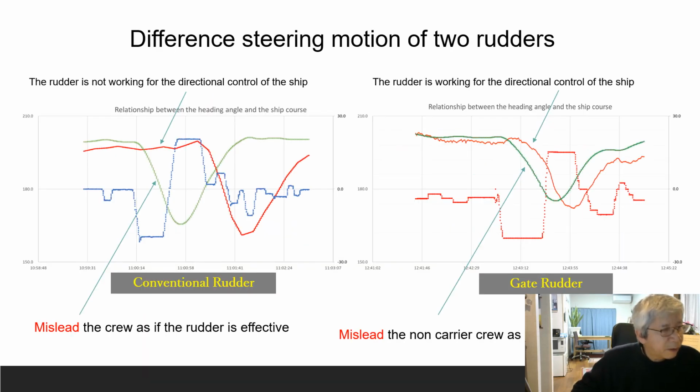If we compare the two vessels, this is the conventional rudder case. As I mentioned, the heading angle is quite different, very abruptly and remarkably changing the direction of the ship heading, but the course is not changed. On the contrary, the course shows the same trend as the heading like this. So it means the Gate Rudder is more effective to control the vessel.